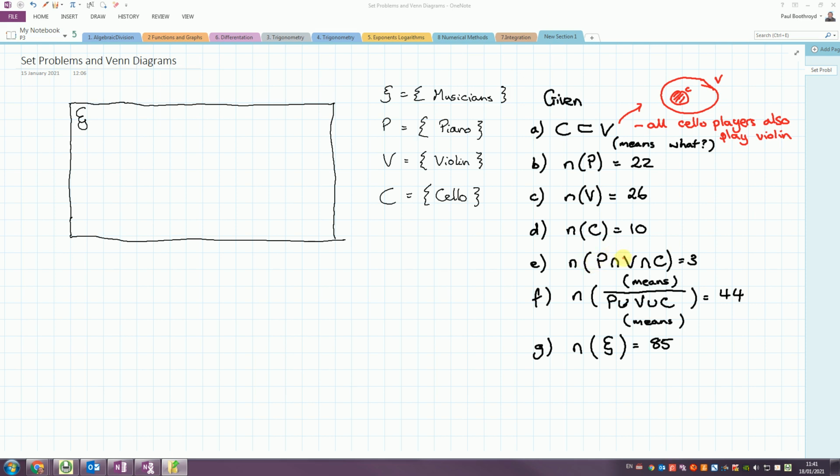Andre gave us the P intersect V intersect C, which means people who are pianists and violinists and cellists. So that's people who play all three things. What about the last one? The complement of P union V union C. Who are they?